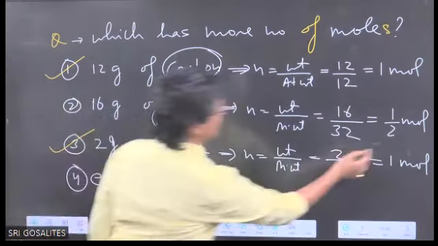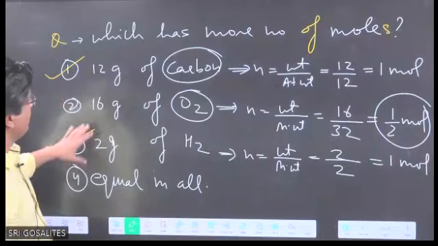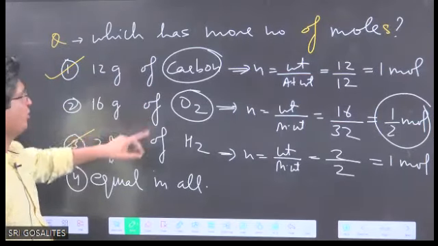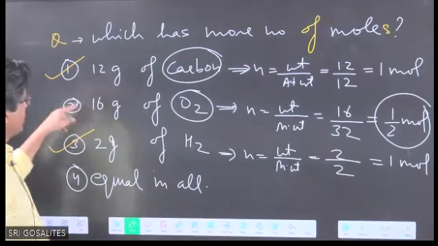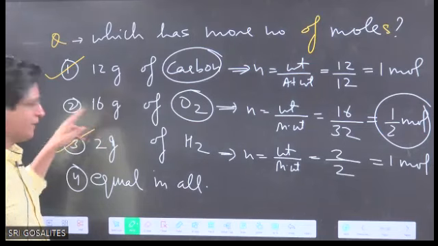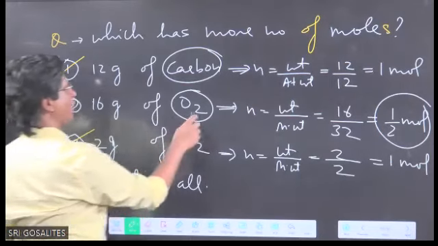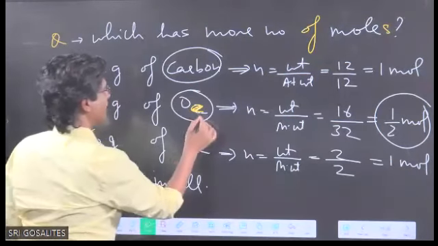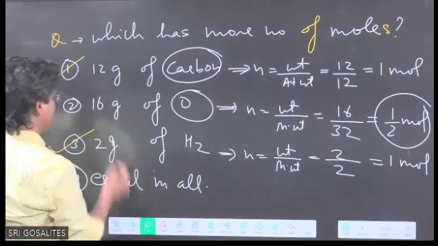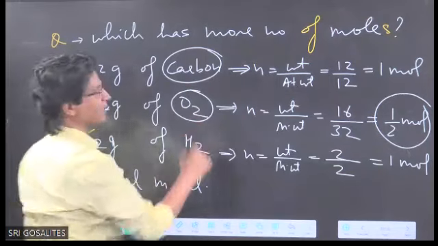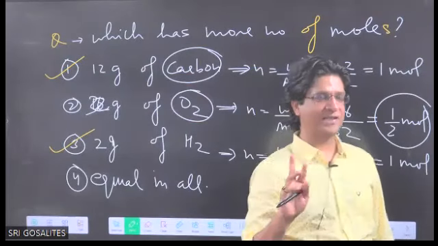In the second option, we have got only half mole. Acha, come on. Tell me one thing. What change should I make in the second option so that the answer becomes the fourth one, equal in all? Either I can make it oxygen atom, then it will be like 1, or I can make this as 32. Agree or not? Yep. 2 changes I can make in the second option.